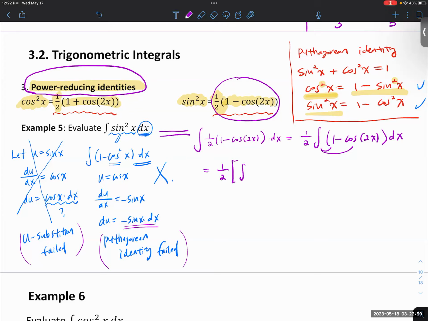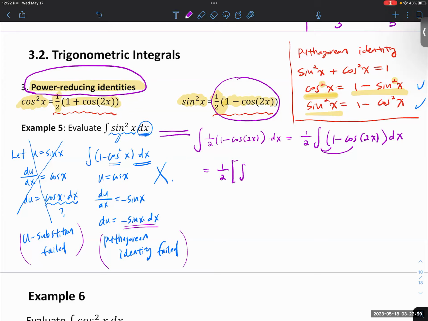So it looks like we are able to solve it. Now let's look at it. I'm going to take the integral. This is going to be x minus... don't you remember here? Don't forget how you take the integral of cosine 2x. I'm going to write it here in case you forgot.